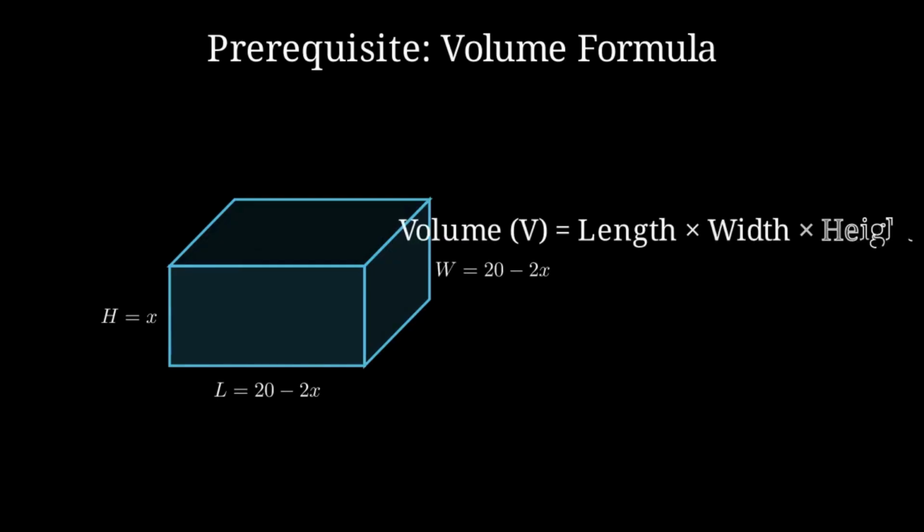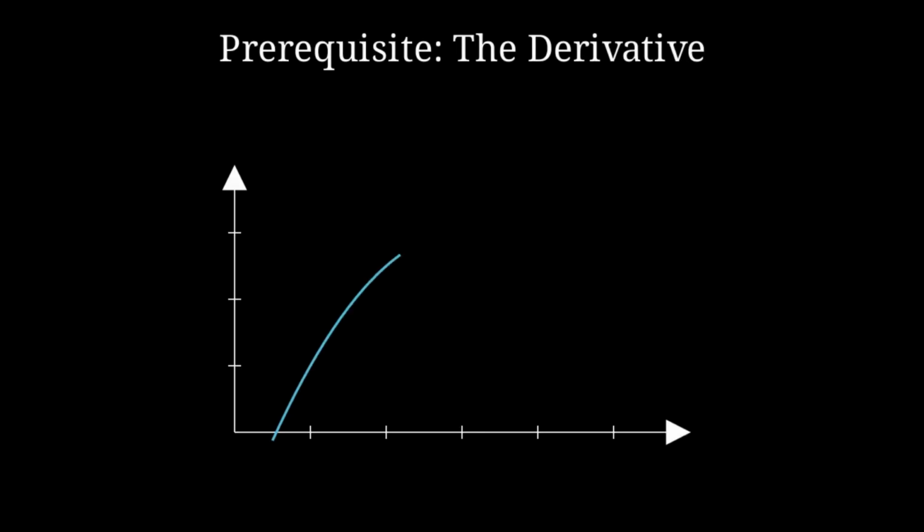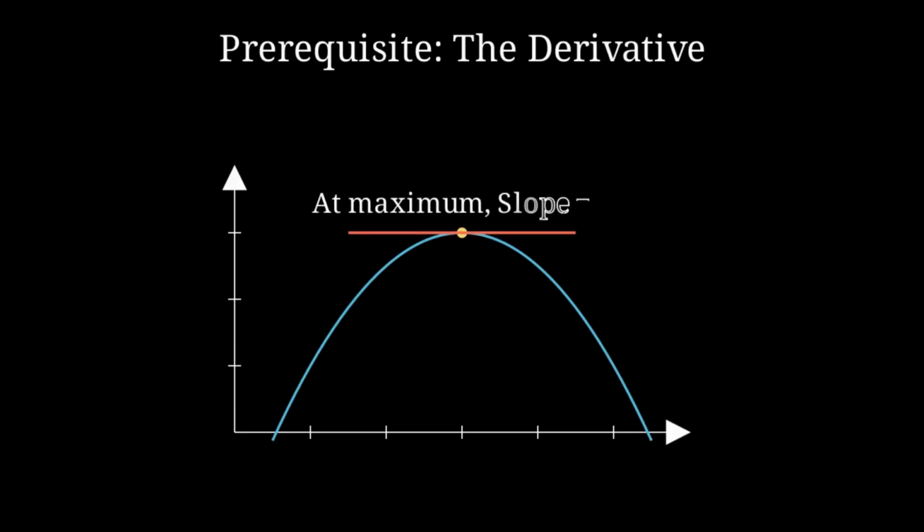Volume is the product of length, width, and height. By substituting our expressions for these dimensions, we can create a single function where volume depends entirely on the size of the cut x. The core of optimization is finding where a function reaches its highest point. In calculus, we know that at a local maximum or minimum, the slope of the tangent line, or the derivative, is equal to 0. This is the stationary point that reveals our optimal value.